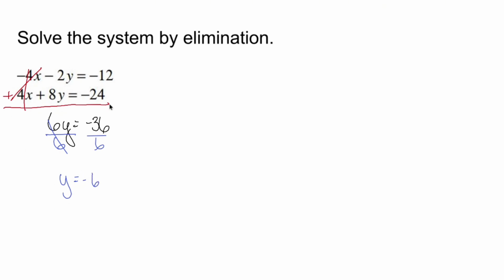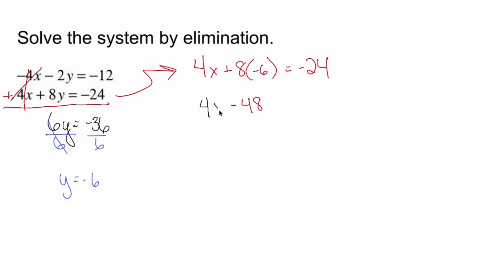Now what I have to do is solve for x. I pick any equation I want. I'm going to pick the bottom one because 4x is positive and I prefer positives. Rewrite it out, but replace y with negative 6 because y is negative 6. So 4x plus 8, replace y with negative 6 equals negative 24. 8 times negative 6 is negative 48, and everything just kind of comes along for the ride. Drop down the 4x, drop down the negative 24, and solve for x.